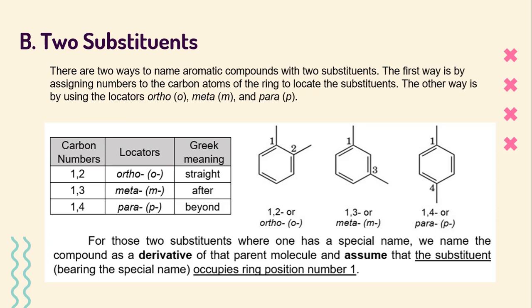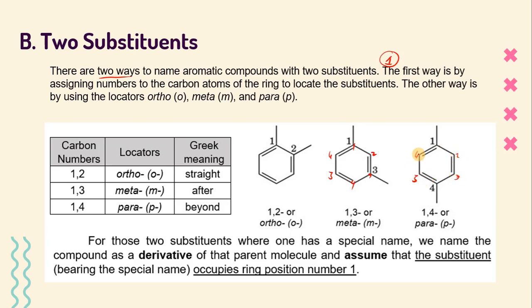There are 3 names, but before that also, when there are two substituents, there are two ways to name aromatic compounds. The first one is by assigning numbers to the carbon atoms of the ring to locate the substituent. So just like before, we assign our numbers 1, 2, 3, and so on. So make sure again that your branches have the lowest numbers possible. So also this one, put 1, 2, 3, 4, 5, and 6.